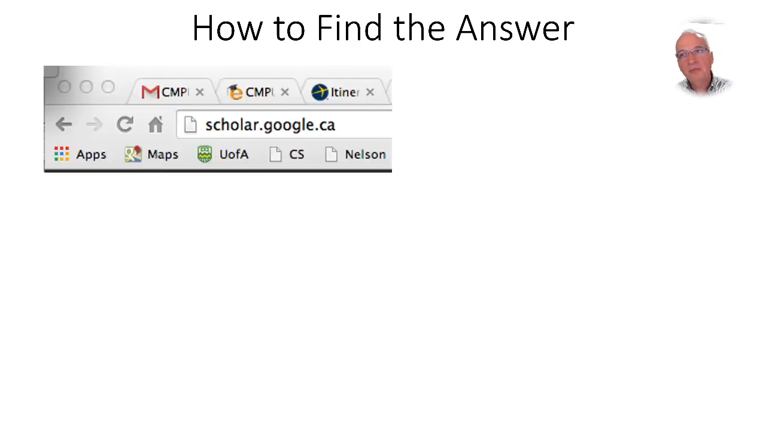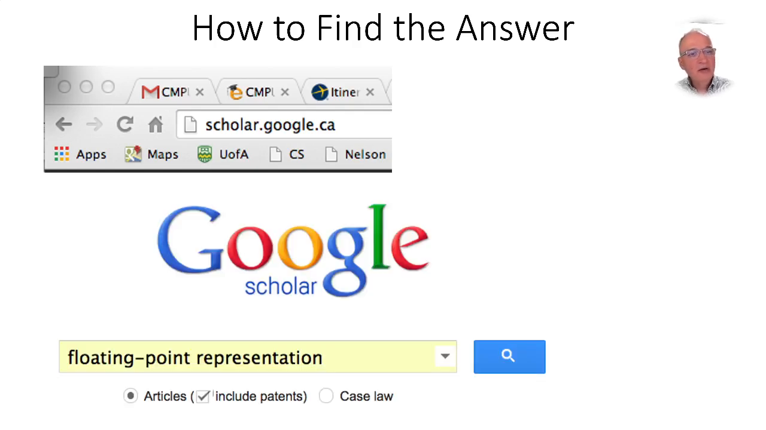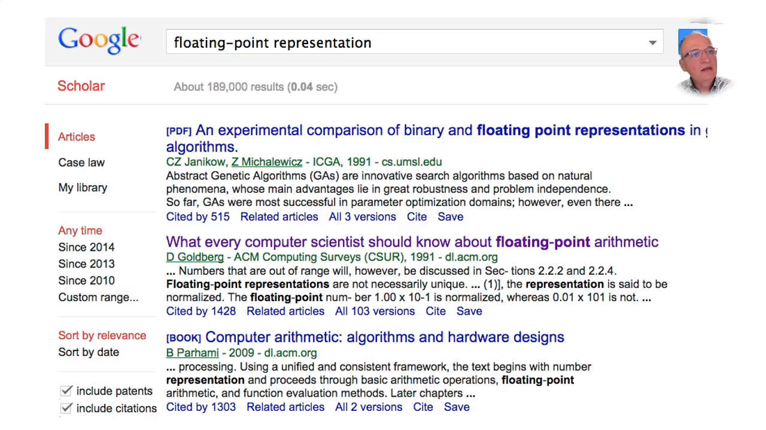First of all, you need to be familiar with a site called scholar.google, and in this case .ca, but you just search for Google Scholar. Google Scholar is a wonderful site that you can use to research any technical field, in any area actually, not only in computing science. So I went into Google Scholar and I searched for floating point representation. Google Scholar is a very nice site because it returns the findings by the number of citations, so the most popular writings in that area will come on top.